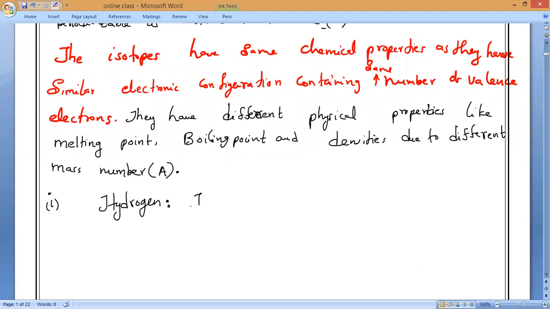Very important. The one and only element which does not have neutrons is hydrogen only. That is, one of the isotopes of hydrogen does not have neutrons. Are you clear, everybody? In exam, even they will ask you, write isotope of an element which does not have any neutrons or 0 neutron. Clear? So hydrogen, there are 3 isotopes of hydrogen.